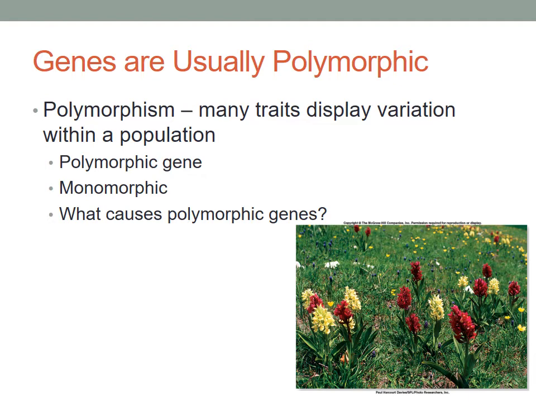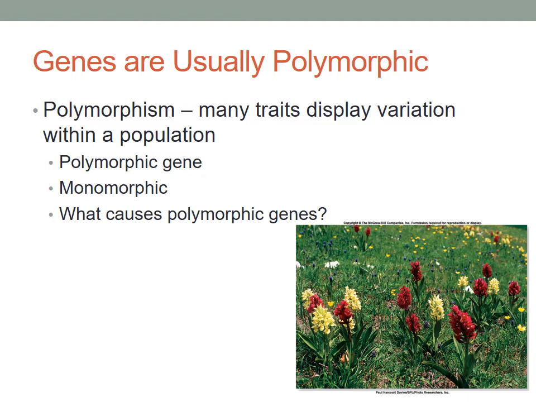A polymorphic gene occurs when there are at least two alleles, both of which have a frequency of greater than 1% in the population. We find that a monomorphic gene is one that exists predominantly as a single allele, meaning that more than 99% of the alleles in the whole population are that. So in a monomorphic gene, you're not going to see both traits displayed. In a polymorphic situation, you are going to see both displayed.